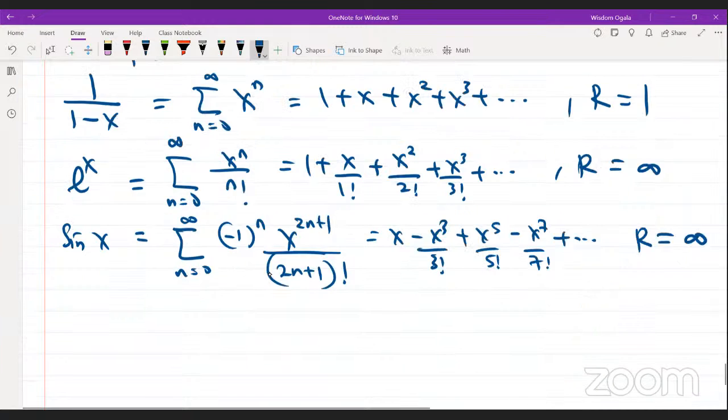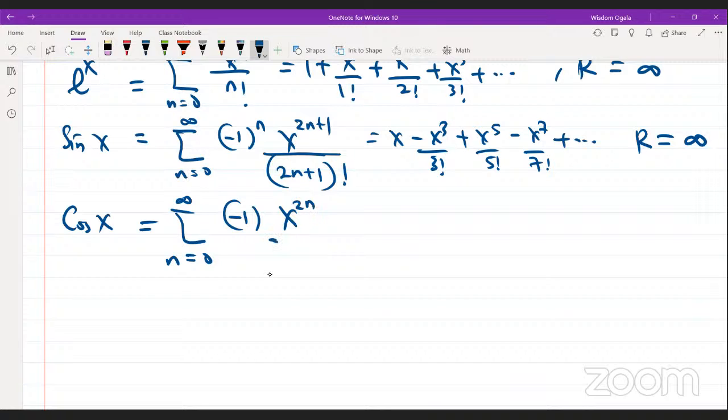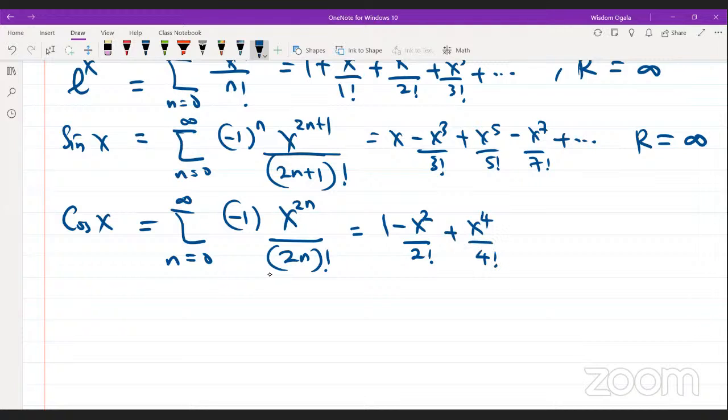Now, what about cosine? We really have something also to work with in terms of cosine. The sum from n equals 0 to infinity of negative 1 to the n times x to the 2n divided by 2n factorial. I know we didn't do cosine, but the same principle works, and these are kind of famous ones. The radius of convergence is also infinity.